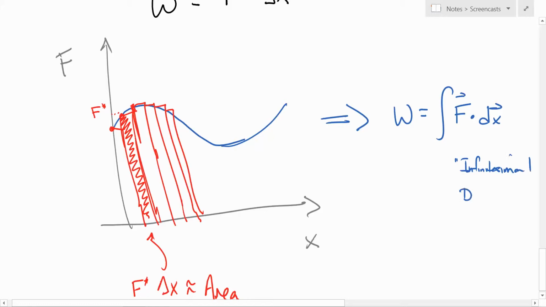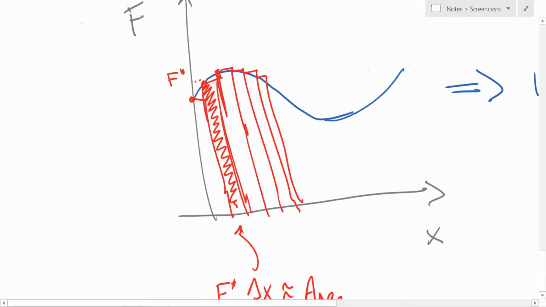Infinitesimal displacement. It's the itty bitty teeny tiny super small displacement that doesn't really exist with any kind of finite dimension. So where do we get this? Well, let's take a look at this again.